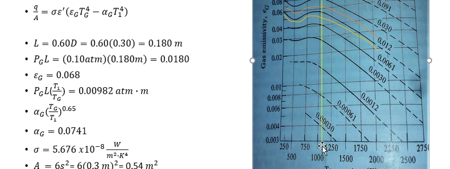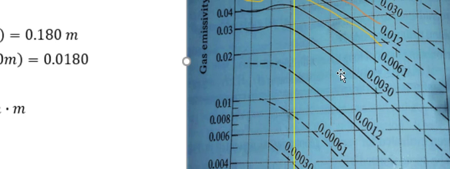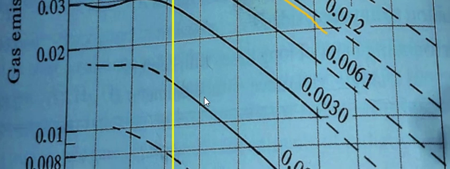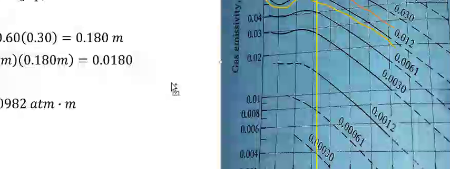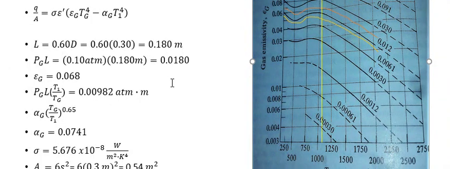since the temperature of the gas is 1100 Kelvin and the PGL is 0.0180, therefore the gas emissivity is around here, which is assumed to be 0.068.